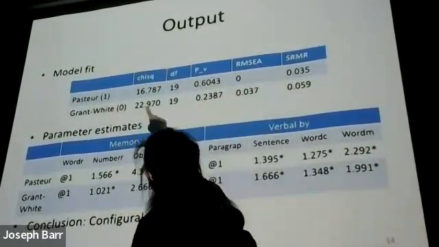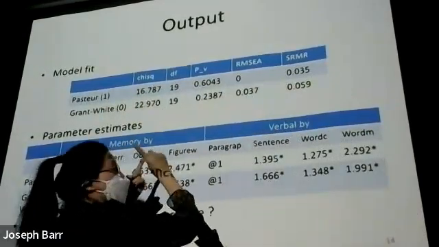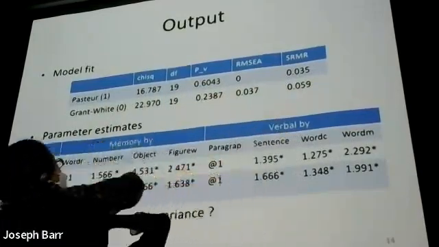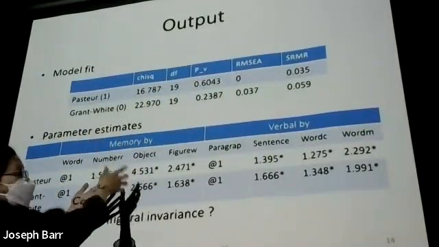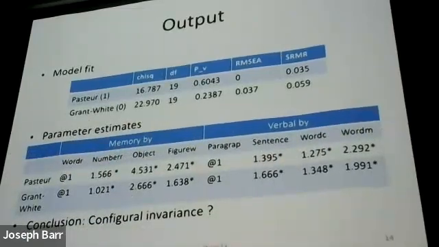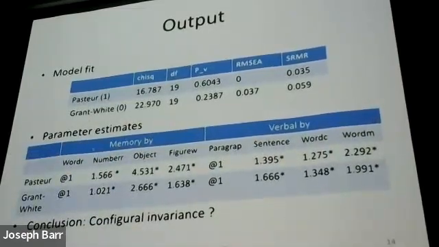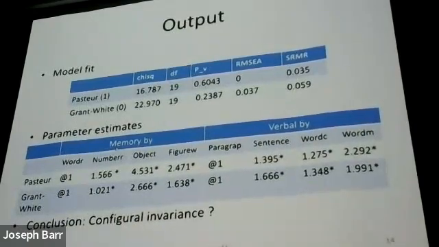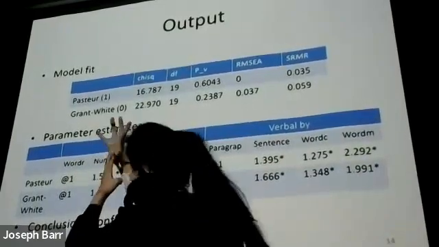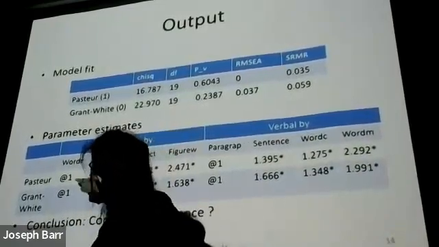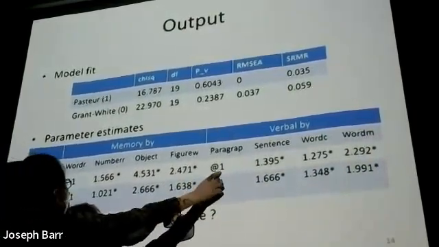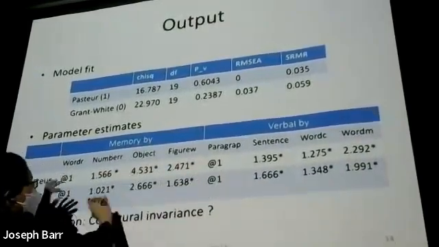We have the chi-square obtained from the first school, degrees of freedom, p-value, RMSEA, SRMR. We have the chi-square value from the other school, the GW school, and the results are reported here. And also the factor loadings of memory: 1, 2, 3, 4. We have four indicators. By model identification, we assume the first factor loading is fixed at 1, so you don't need to estimate this one.